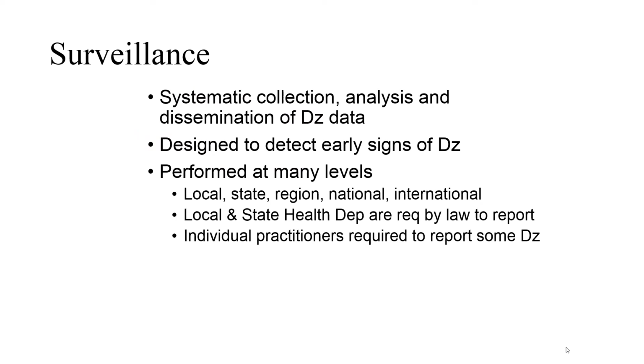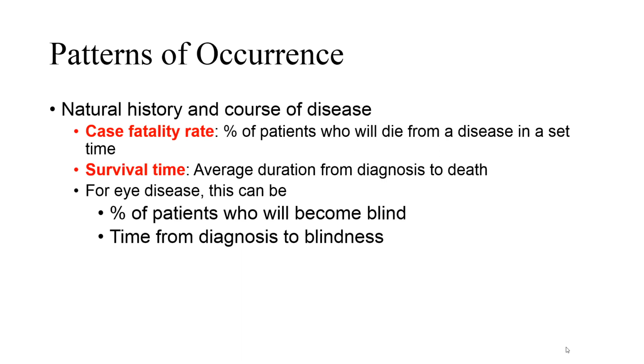Surveillance is the systematic collection, analysis, and dissemination of disease data, designed to detect early signs of disease. It is performed at many levels: the local level, the state level, the region, national, and international. Local and state health departments are required by law to report certain types of diseases. Individual practitioners, in some cases, are required to report some diseases. This doesn't come up for optometrists very much, but it can possibly come up in the future.